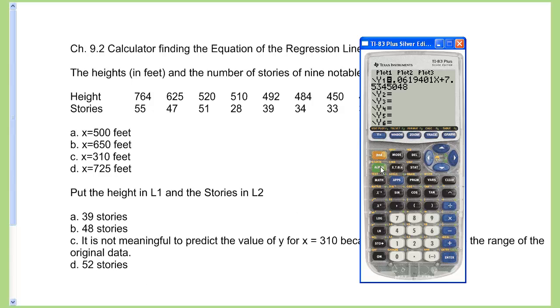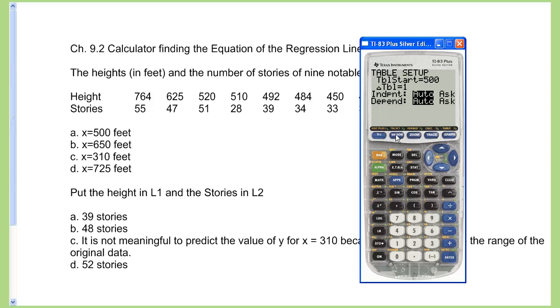So here's what we're going to do now. We want to know the answer for 500. So I'm going to go second window, which sets my table, and I'm going to put 500 at the table set. That's my x, and when I press second graph, that takes me to the table. And that tells me what my y value is, and if I round that off, I'm going to get 39 stories.